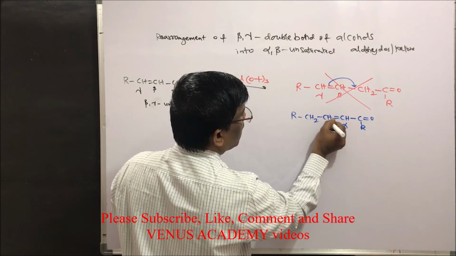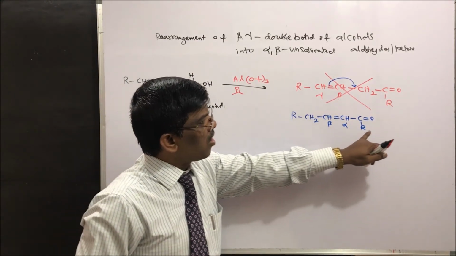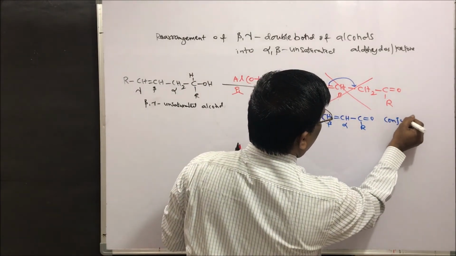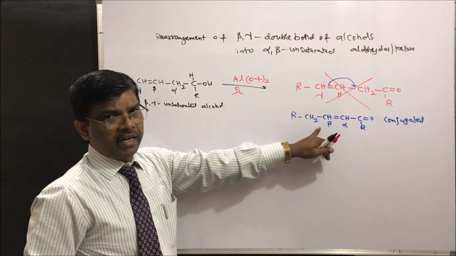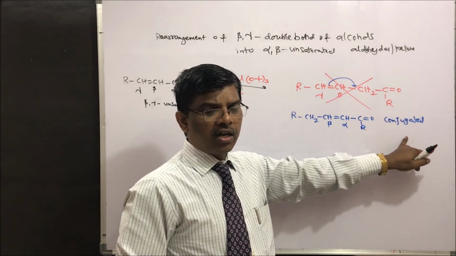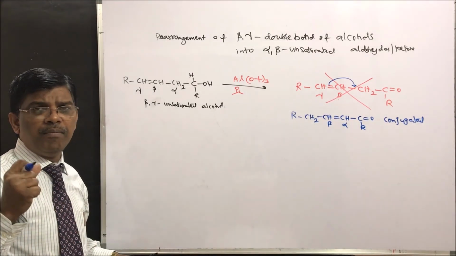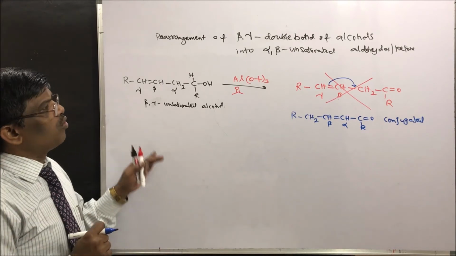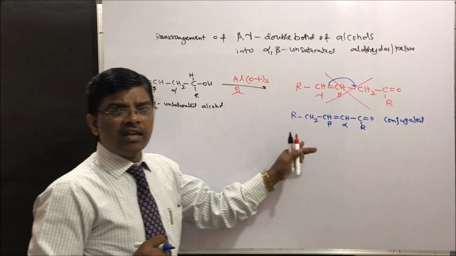This is alpha and beta. This alpha beta unsaturated double bond is conjugated with the ketone. So the conjugated double bond is highly stable. Because of this stability, it is going to be rearranged to the alpha beta unsaturated carbonyl compound. This rearrangement reaction is highly important in steroid chemistry. So this Oppenauer oxidation reaction is highly useful during the synthesis of steroids.